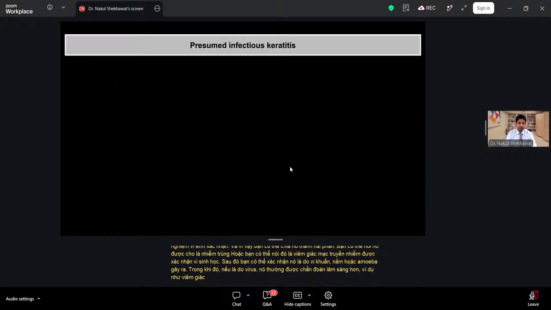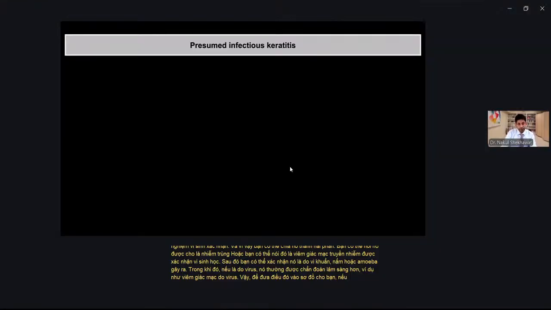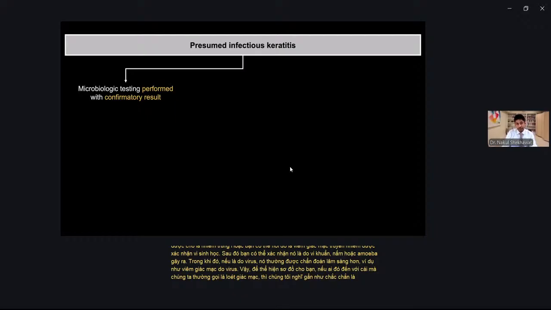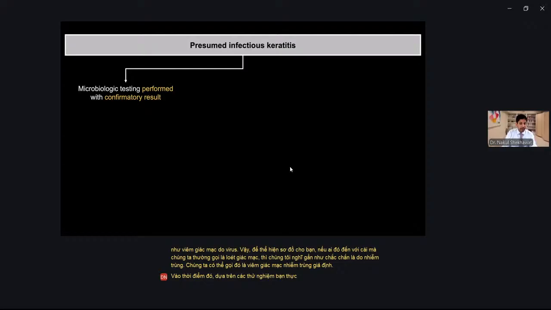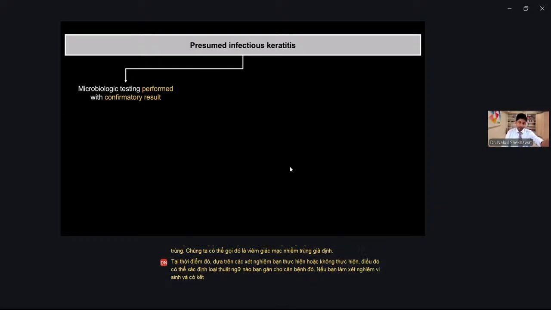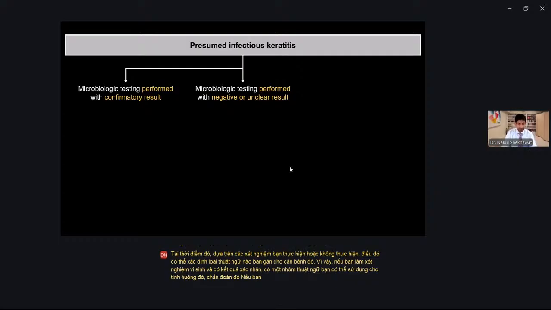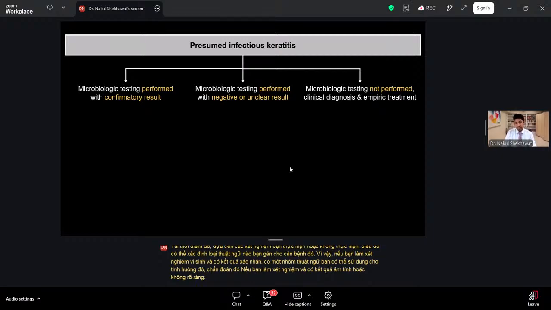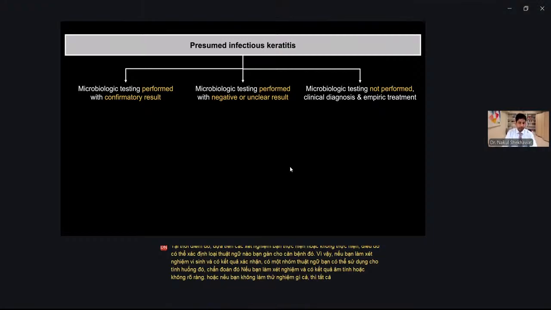So to put that into a flow chart for you, if somebody comes in with what we might commonly refer to as a corneal ulcer that we think is almost certainly infectious, then we can call it presumed infectious keratitis. At that point, based on the testing you do or don't do, that can determine what sort of terminology you assign to that disease. So if you do microbiologic testing and you have a confirmatory result, there's a group of terms you can use for that situation, that diagnosis. If you do the testing and you have a negative or unclear result, or if you don't do the testing at all, that can determine what terminology you use.